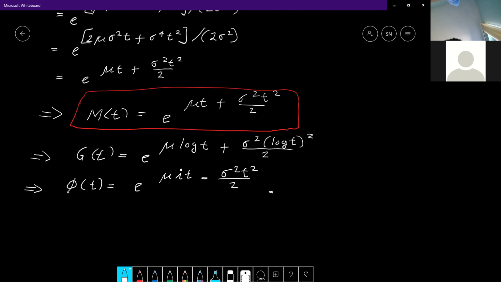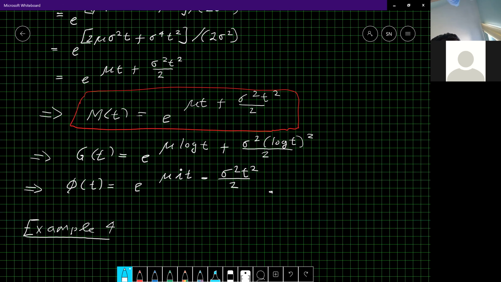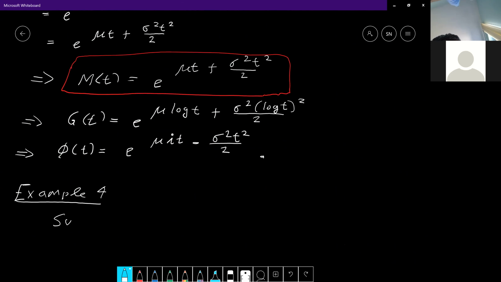I will do one more example, and then I will talk about the important application of MGFs. So the next is example 4. Suppose you have a variable x that has a chi-square distribution with parameter a. This is a distribution we talked about before the Easter break, you may recall. Chi-square distribution.